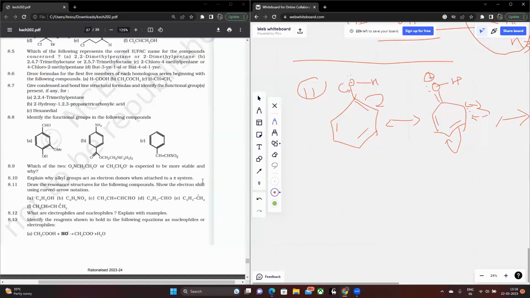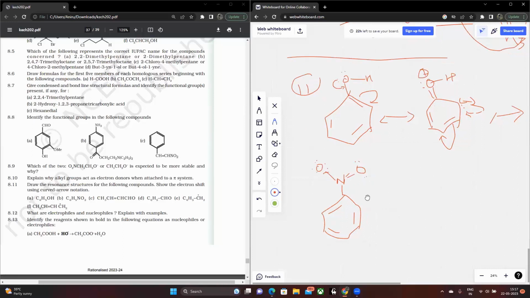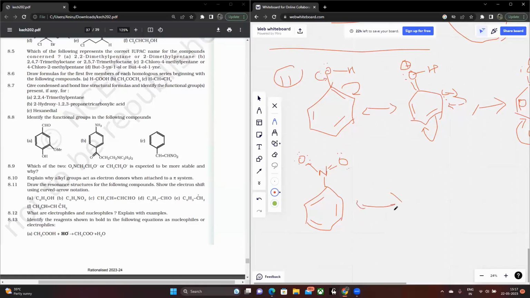Second is the same resonance forms but with NO2, right? NO2 is trickier because you have a dative bond with it, N, a dative bond, 1, 2, 3, double bond O with 2 lone pairs, right? Structure of nitrobenzene, right? Then in nitrobenzene, what happens is first this goes here, this comes here.